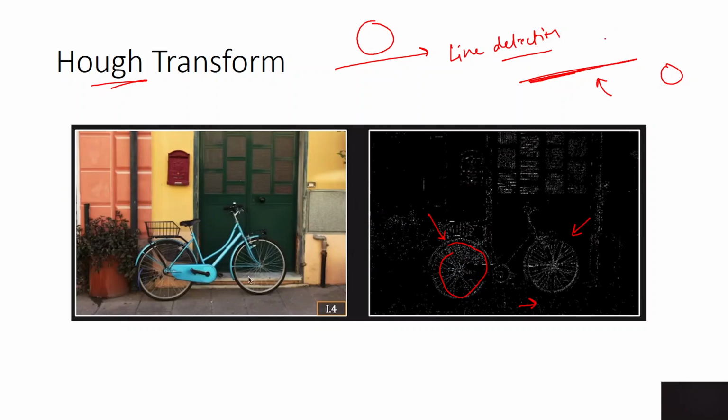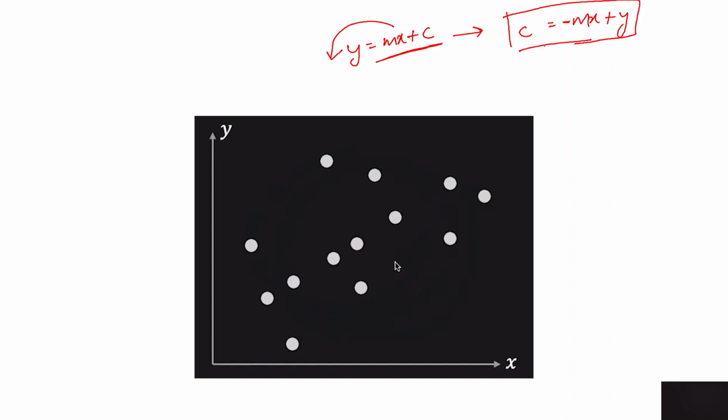Okay, now again let us discuss the Hough transform. As we all know, the line equation is y is equal to mx plus c. Okay, this we all know. Now what if we reshuffle this? We are taking this to the left. Okay, so now this will be c equals minus mx plus y. Now this is a very interesting concept that we'll discuss very shortly.